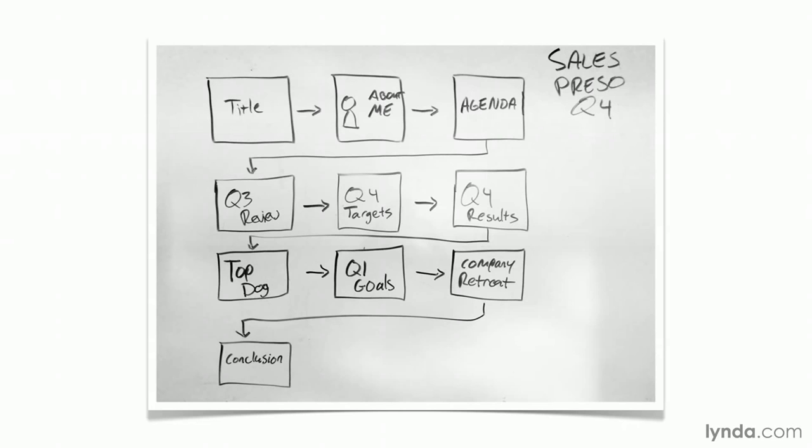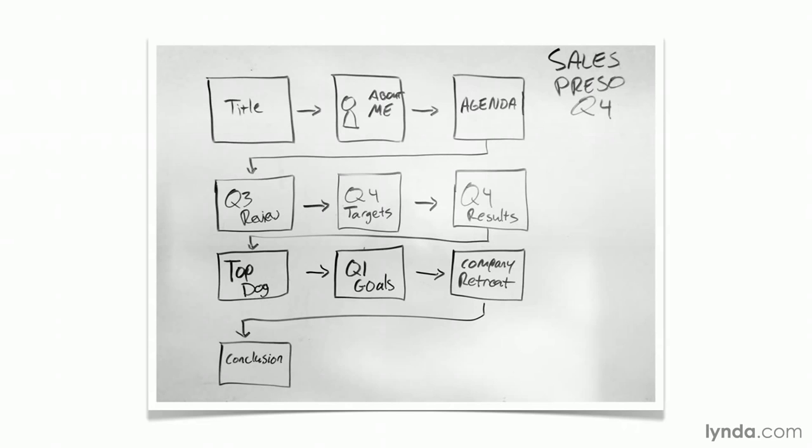So we've got a title, then we go to About Me, then we go to an agenda, then we go all the way down. Okay, we're talking about what happened in Q3, what did we do in Q3, and what type of goals did we set moving into Q4 targets. Okay, here are the goals that we had set. Okay, here's our results, Q4 results. That flows down to, all right, who was the top dog salesman?